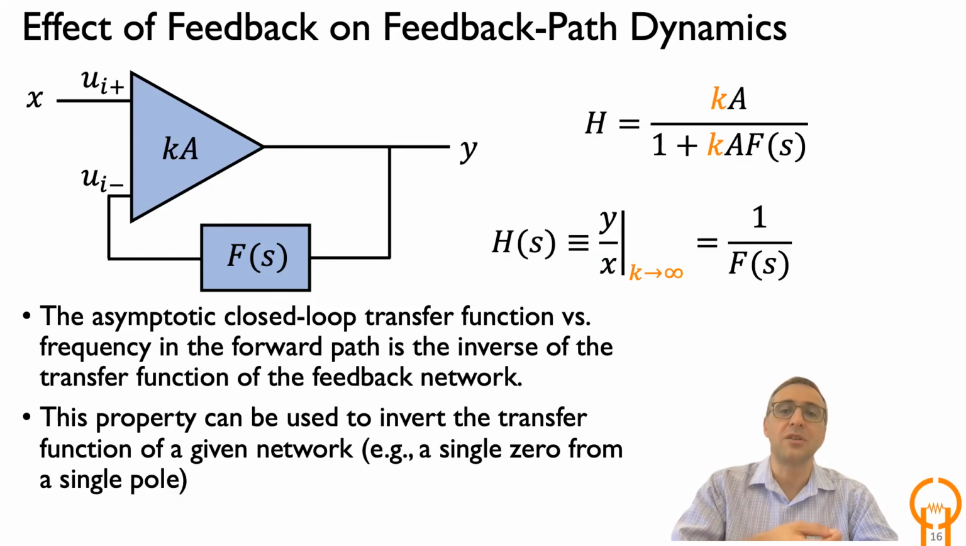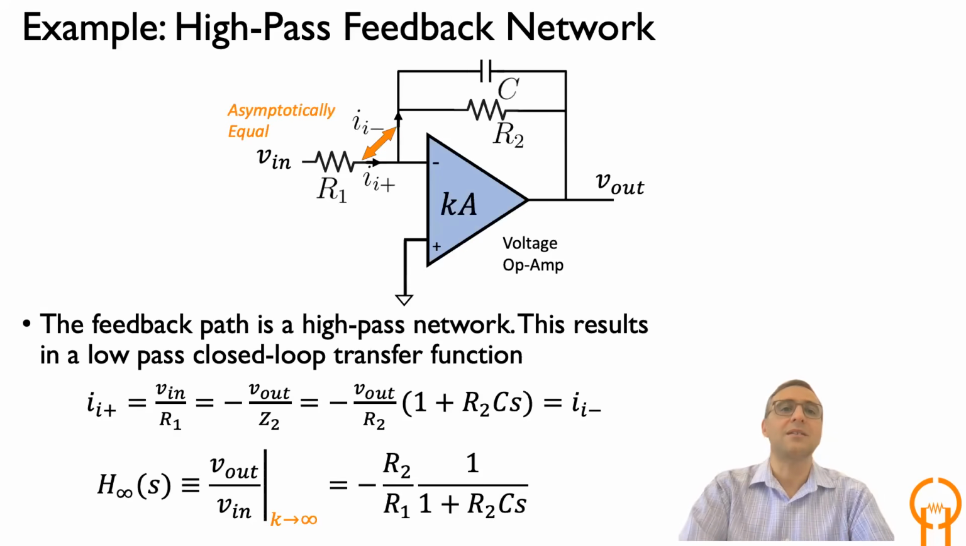If you remember, originally we calculated H infinity to be 1 over F. So even for scalar feedback, the closed loop ideal transfer function asymptotically is going to be 1 over the feedback, as there's an inversion. Here also you see that the transfer function inverts. Basically, the poles of the feedback network become zeros, and the zeros of the feedback network become poles of the closed loop system.